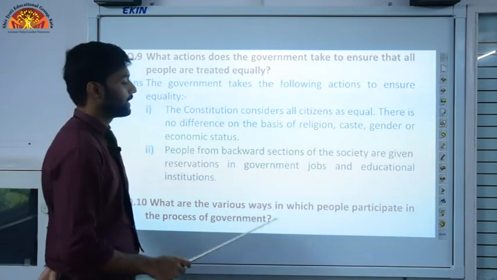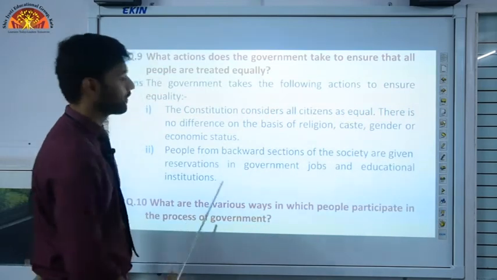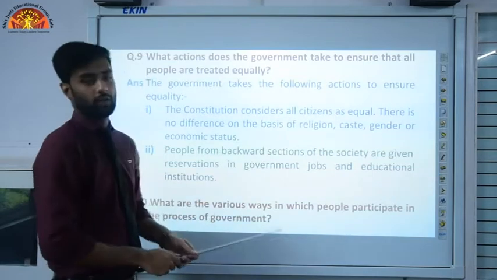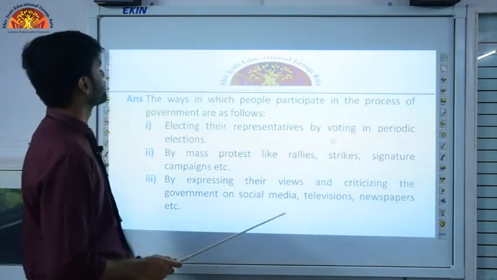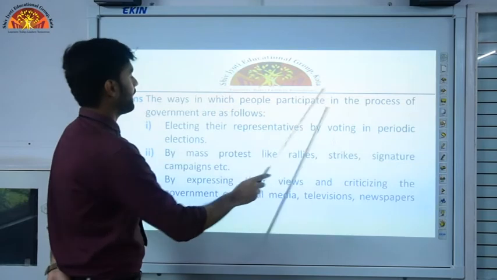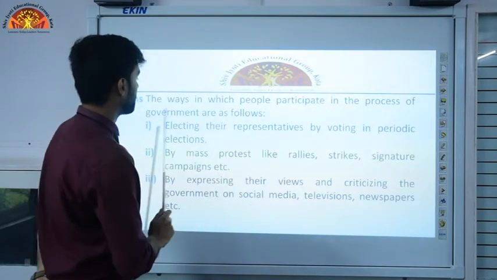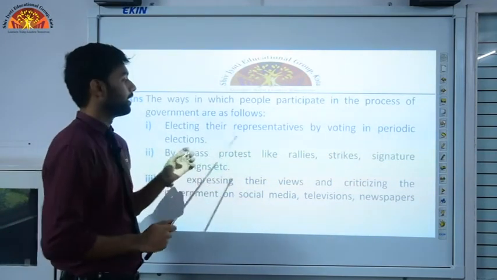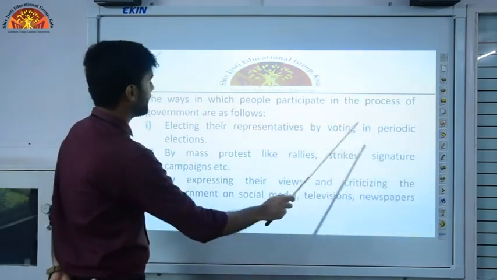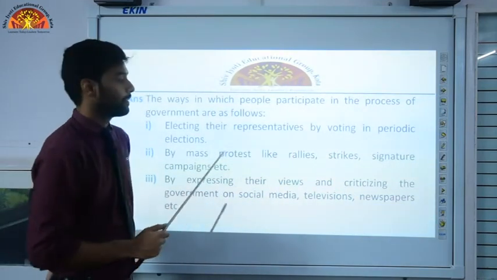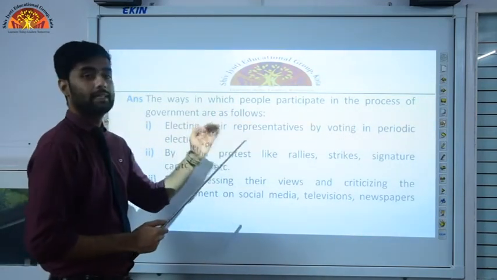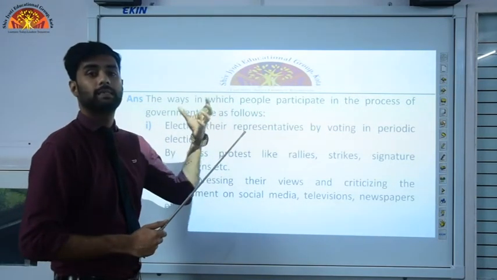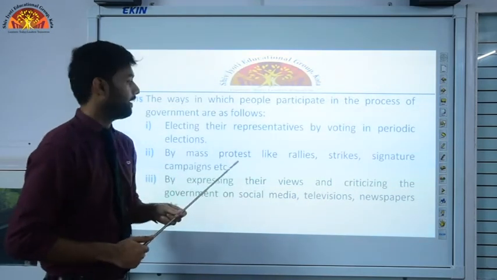What are the various ways in which people participate in the process of government? Other ways we have to find out in which people participate in the process of government. The ways in which people participate in the process of government are as follows. Number one, election. Our first method of participation is election: electing their representatives by voting in periodic elections. Whenever election happens, we go and vote for our leaders, and that is how we decide who will form the government. Okay, the party which gets the most votes will automatically win.